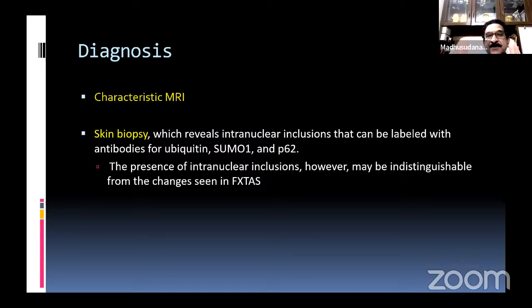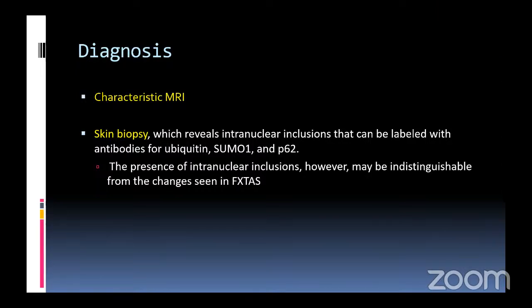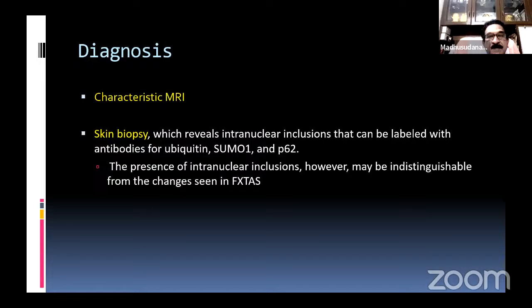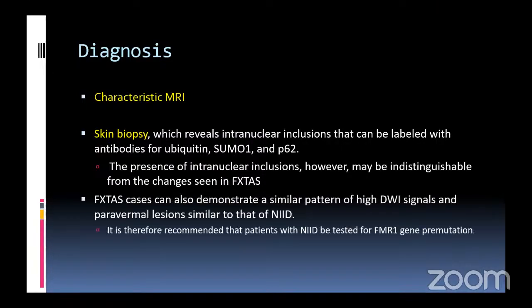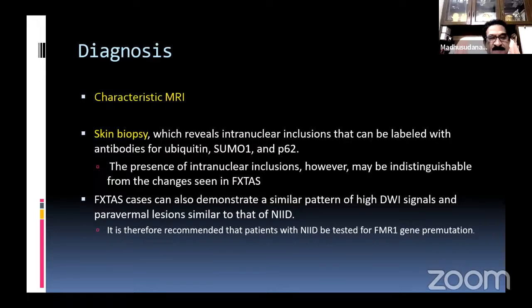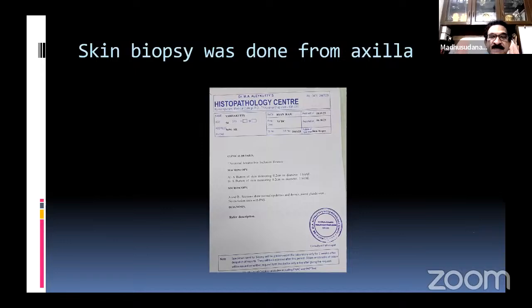Skin biopsy reveals intranuclear inclusions that can be labeled with antibodies to ubiquitin. However, the presence of intranuclear inclusions may be indistinguishable from changes in Fragile X. Fragile X means tremor ataxia. Fragile X syndrome can also demonstrate a similar pattern of high DWI signals and paravermian lesions similar to that of NIAD. It is therefore recommended that NIAD patients be tested for Fragile X gene premutation. So I did a skin biopsy, which was normal and did not show any inclusion bodies.